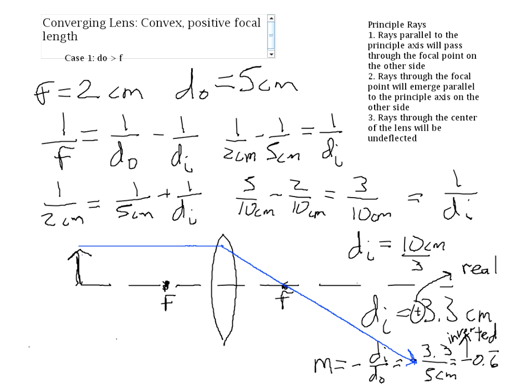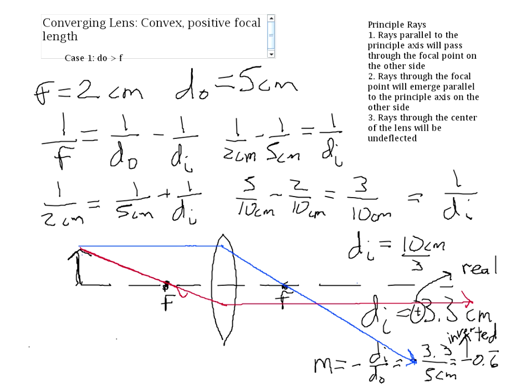That's principal ray number 1. Principal ray number 2: rays through the focal point will emerge parallel to the principal axis on the other side. Let's do that. Put your ruler so that your straight edge passes over the top of the object and through the focal point on the same side of the lens. Oops, my ruler slipped. There we are. When it gets to the middle of the lens, that ray will then emerge parallel on the other side, like that.